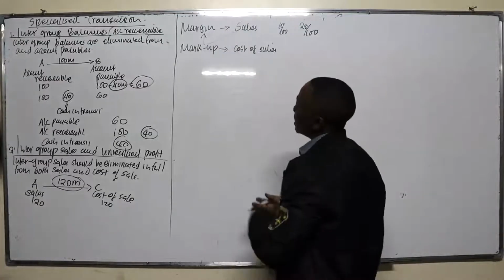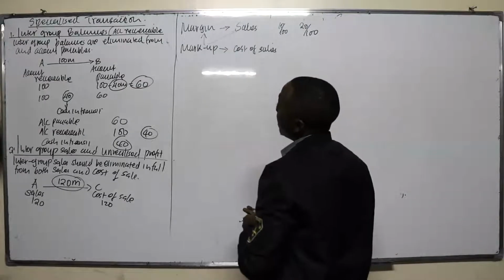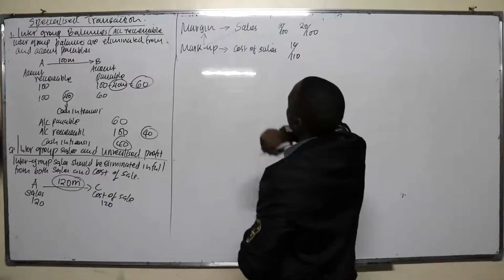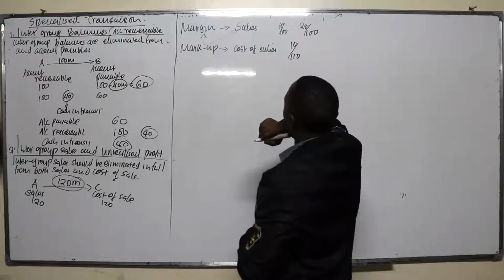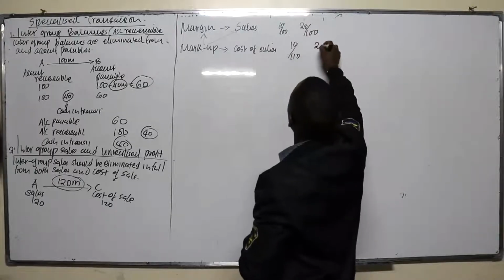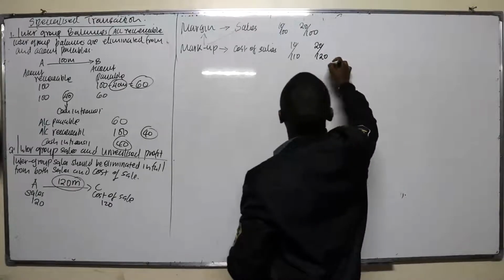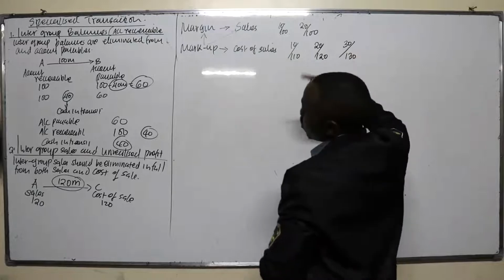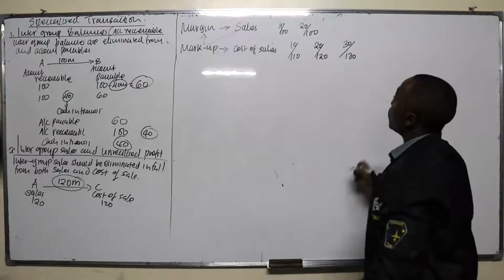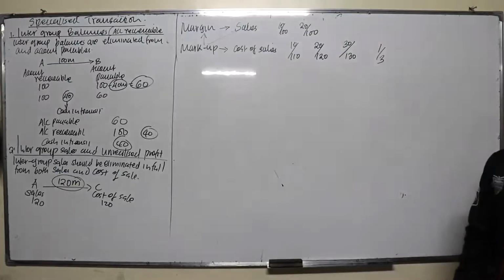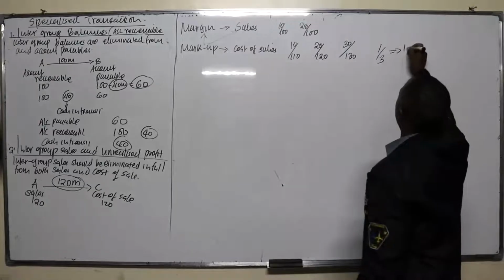So in case you're told that A sold goods to C and made a markup of 10%, you just take 10 over 110, not 100. If it's a markup of 20%, you take 20 over 120. If it's 30%, it will be 30 over 130. A sold goods to B and made a markup of a third. Convert that into margin. Good. It will be 1 over 4.